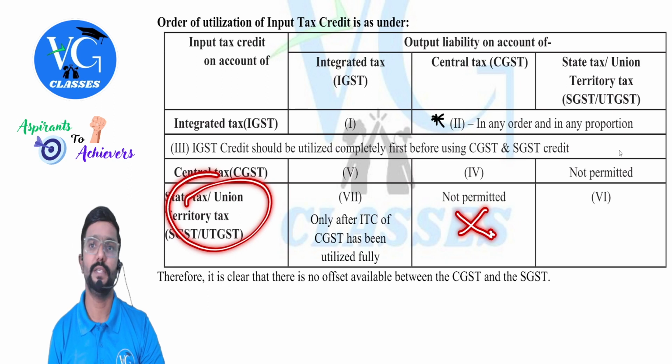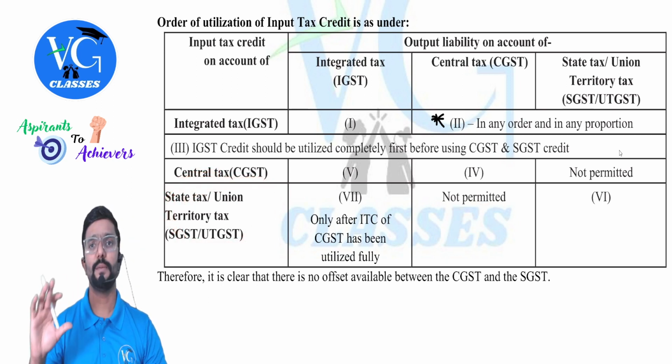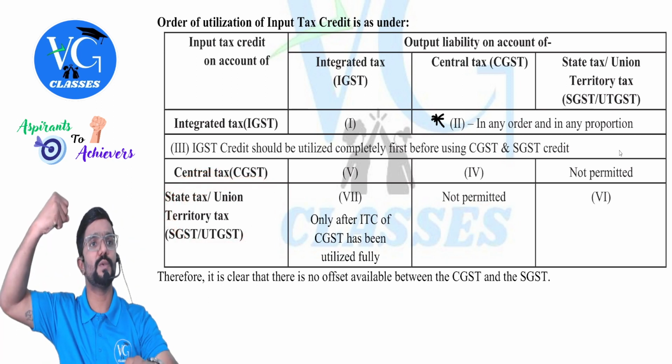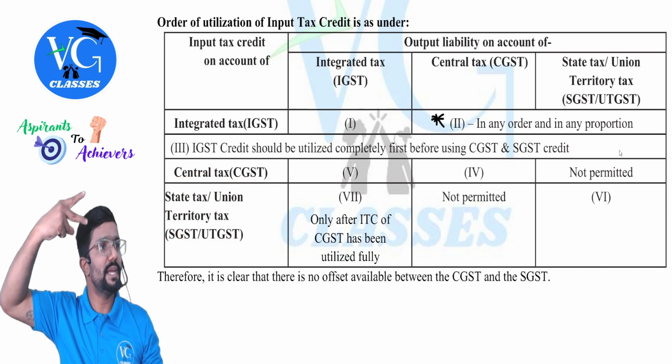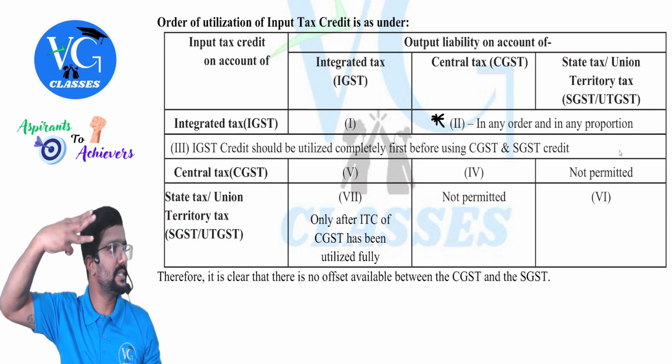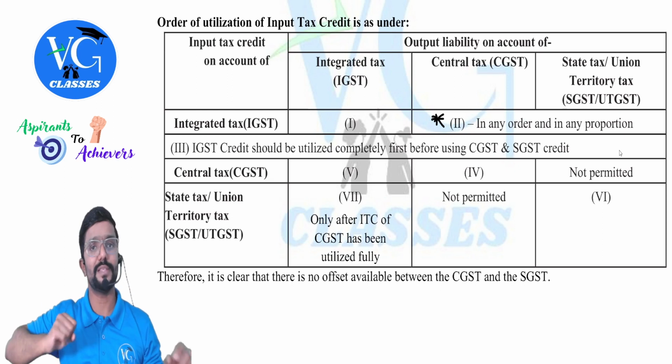Is that clear? Yes, guys. So simple, guys. Keep it simple. First, which credit should be used? IGST. Then CGST. Then SGST. Now let us go with the sequence.